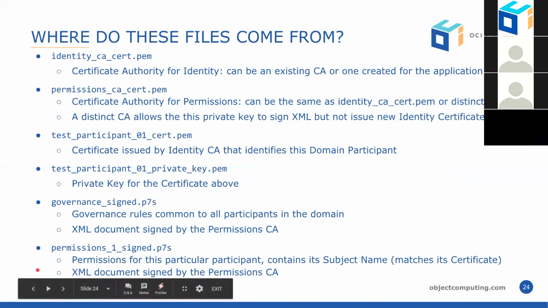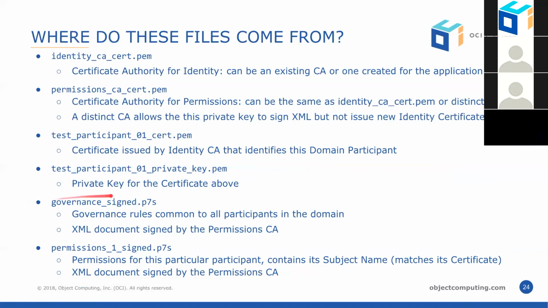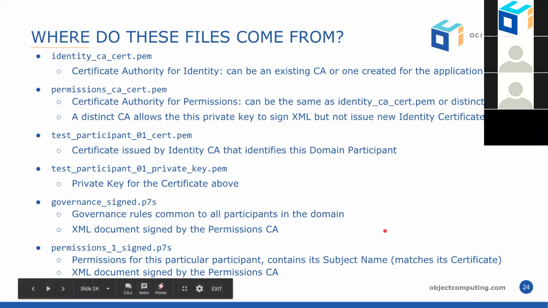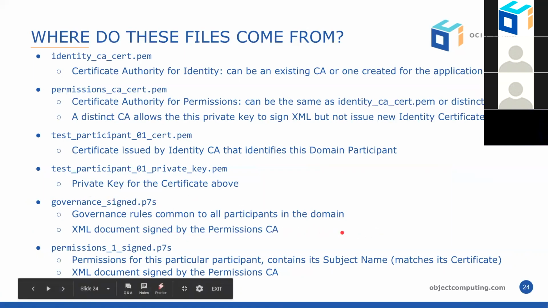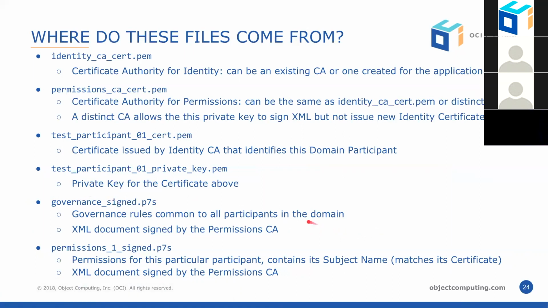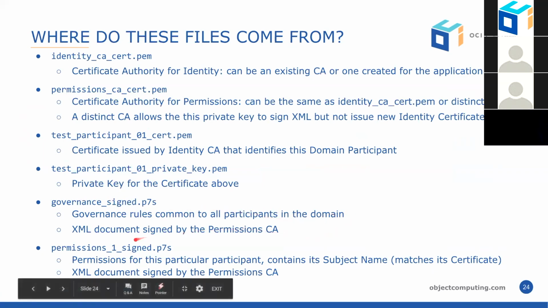And the final 2 files are the configuration files, governance and permissions. They are XML data, but as you'll see from the names, they're actually P7S files. That's because they're not just XML documents, they're signed documents. So the permission CA needs to sign these so that they're not tampered with, and we'll see how that gets used in a second. The governance file has rules common to all participants in the domain. The permissions file is for this particular participant, and it contains within it its subject name that has to match the certificate.